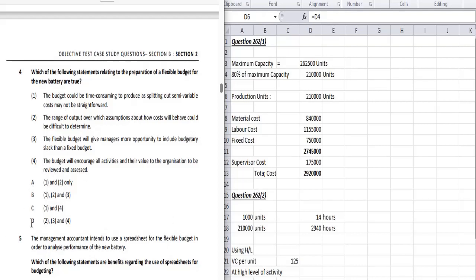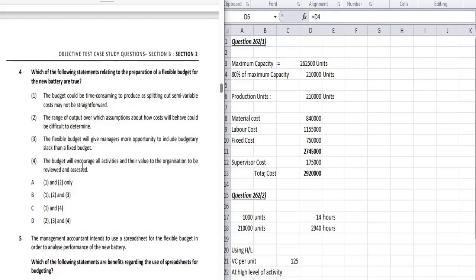Looking at the options, if the first statement is correct, we can eliminate option D, because statement 1 is not included in option D. So if we find that statement 4 is correct, then option C will be the answer. So let's look at statement 4.